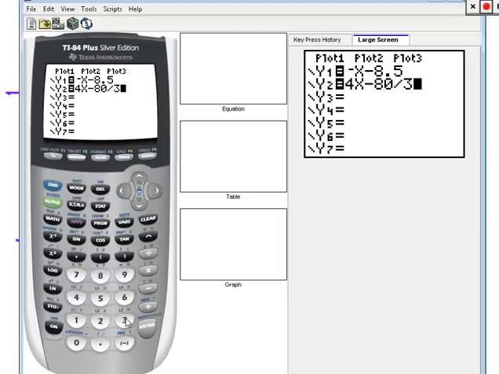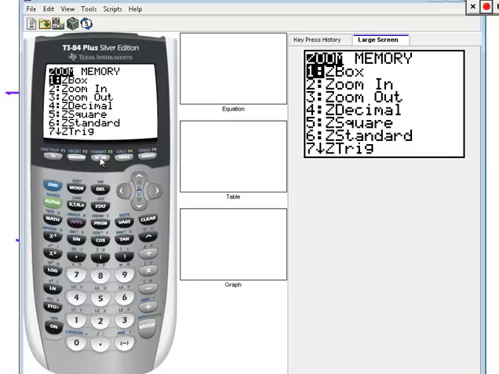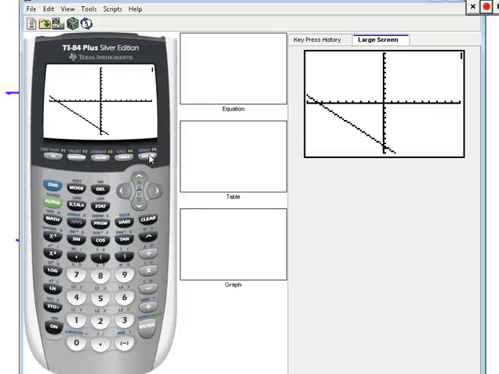Now before I graph this, I want to point out, go to the middle key, zoom. Lots of times I'll tell you to do a zoom 6. This is your standard window. So a zoom standard, if you hit zoom 6 and go to graph, the window's going to go from -10 to +10 on the x-axis, -10 to +10 on the y-axis. So that's kind of the default window for the graphing calculators.